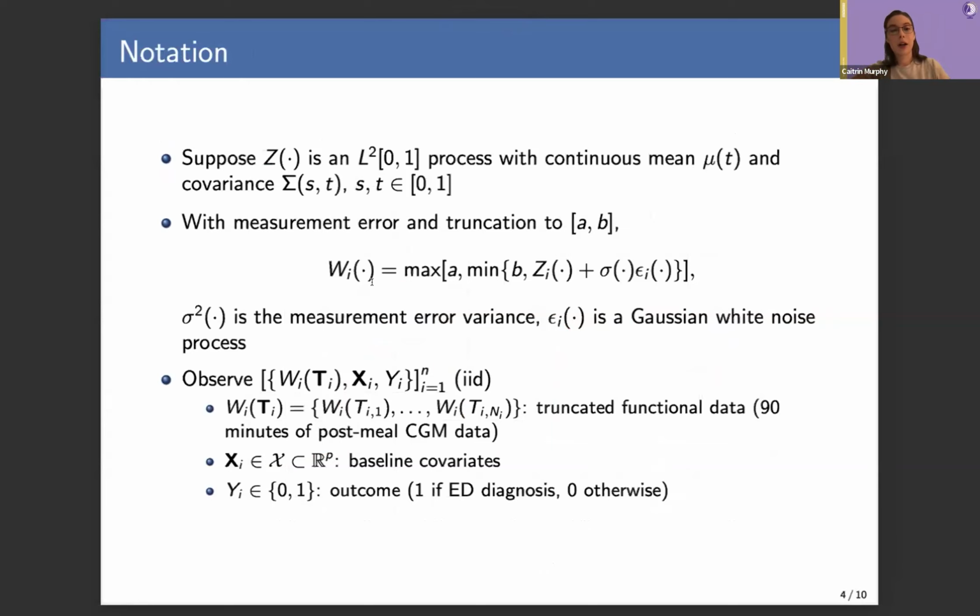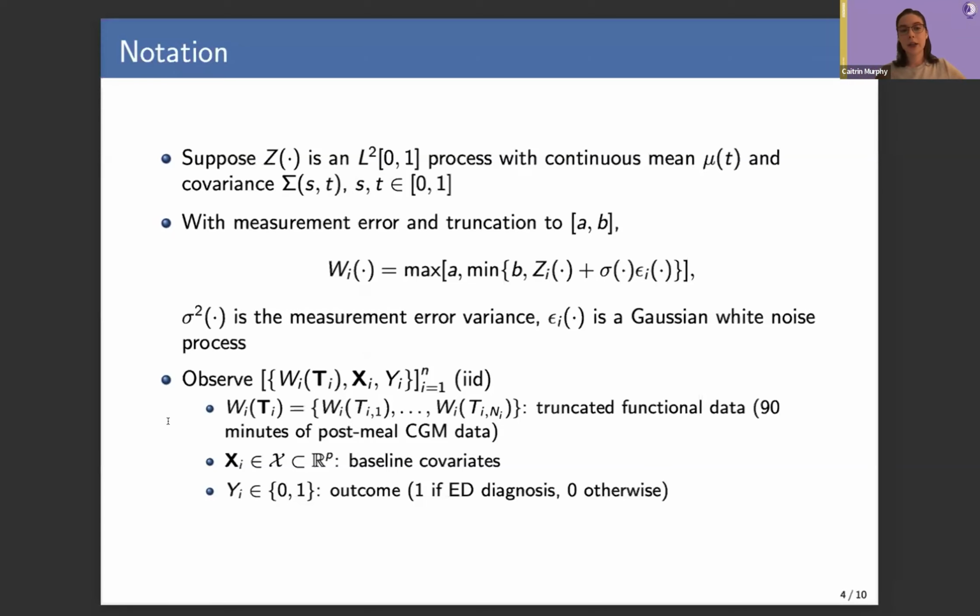So we can represent our CGM data, which is W, as the sum of a realization of the true blood glucose, C sub I, plus a little measurement error, represented by epsilon sub I, which is a Gaussian white noise process scaled by sigma, the measurement error standard deviation. But we're also truncated to that 40 to 400 region, which we'll write generally as A to B. So that's where the max and min come from here. So in total, we observe data that are composed of our truncated functional trajectories.